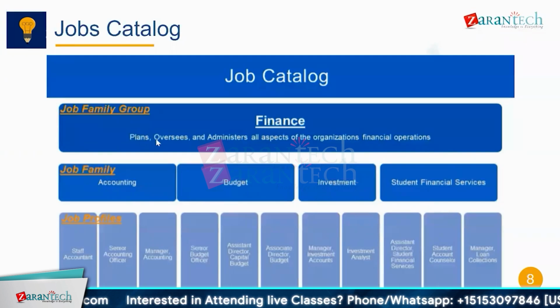So plans, oversees, and administers all aspects of organizations and financial operations. So what I'm trying to emphasize is grouping things together, right? At the lowest level, you have this that has more detailed information. You group that into another group, higher in terms of hierarchy. They could be grouped into the accounting, and then all of this stuff is grouped into finance. And this is kind of your job catalog.